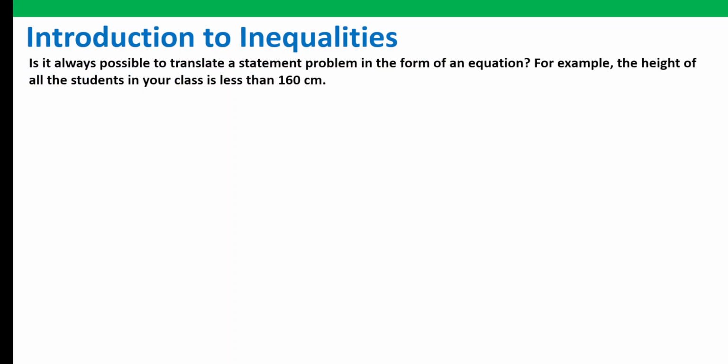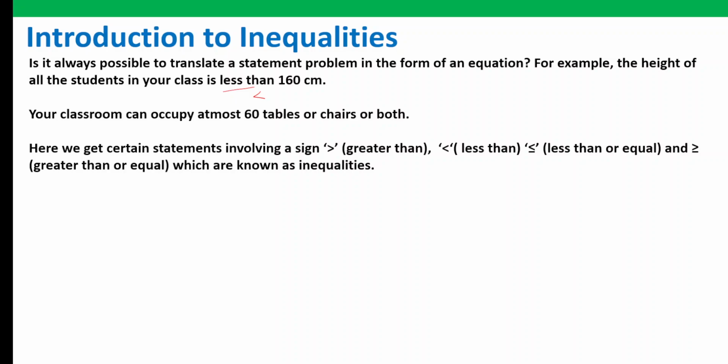Introduction to inequalities. It is always possible to translate a statement problem in the form of an equation. For example, the height of all students in a class is less than 160 centimeters. Here, less than is what we are comparing, and the symbol for less than is this one. Your classroom can occupy at most 60 tables or chairs or both. And here we get a statement involving a sign greater than, less than, or equal, and greater than or equal, which is known as an inequality.